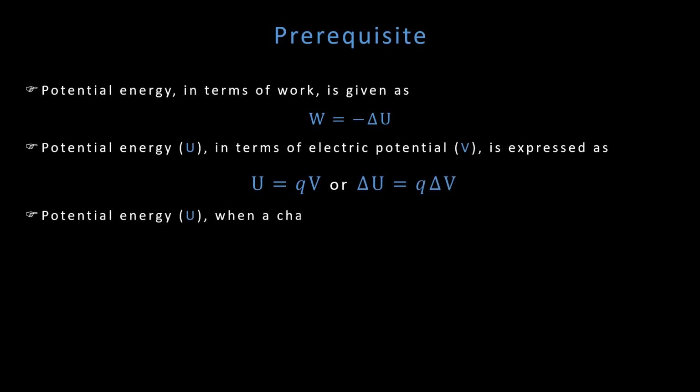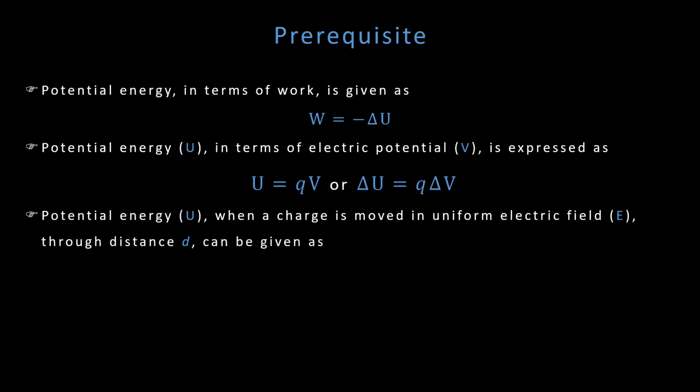And whenever we move any charge in an electric field, suppose we give displacement d, then the potential energy can be given as minus QEd cos theta. QEd cos theta is actually work, and potential energy is the negative of work done. And here we are assuming that the initial potential energy is 0, otherwise it is delta U.